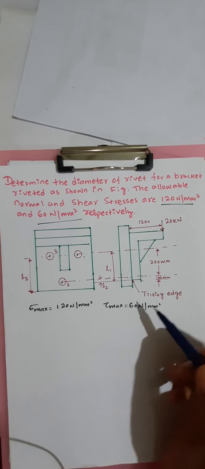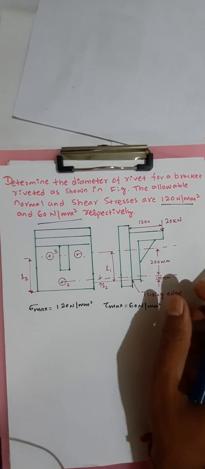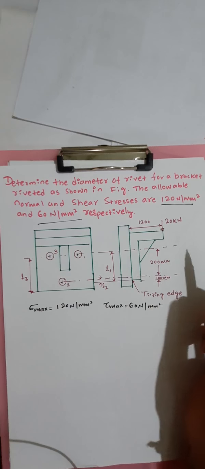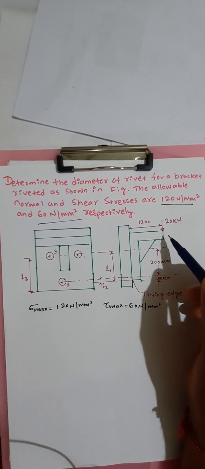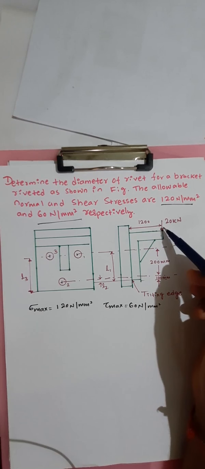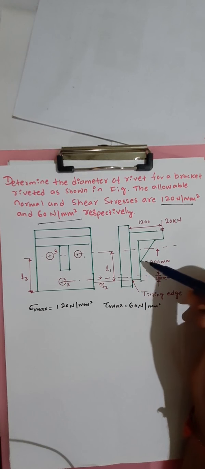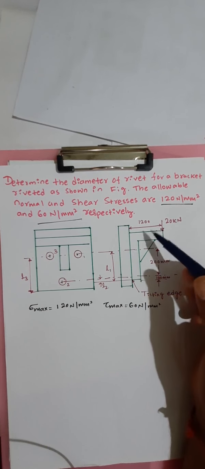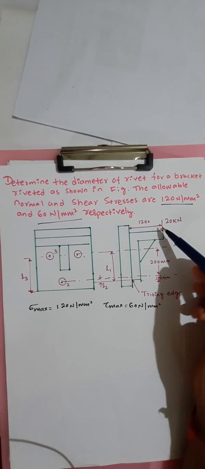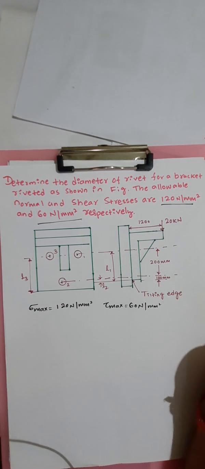With respect to this, we need to find out L1, L2, L3, and the eccentricity. You can see that the eccentricity is different compared to the previous problems. The eccentricity is the distance of the load from the tilting edge. You can see this is the tilting edge of this bracket. So the distance of the load from the tilting edge, we will call the eccentricity for this type of problem.